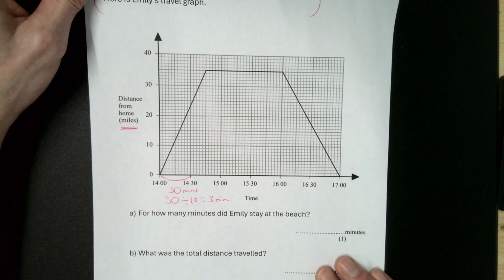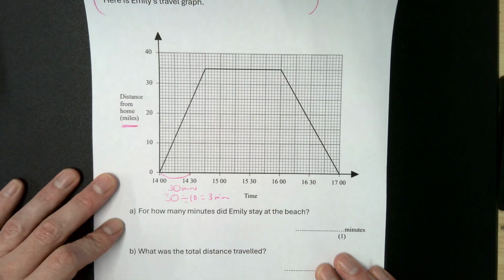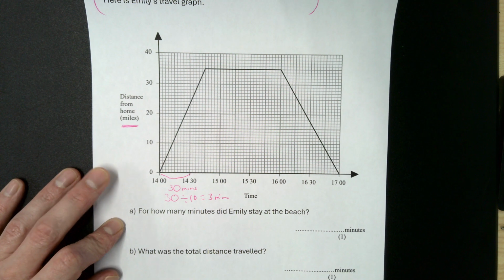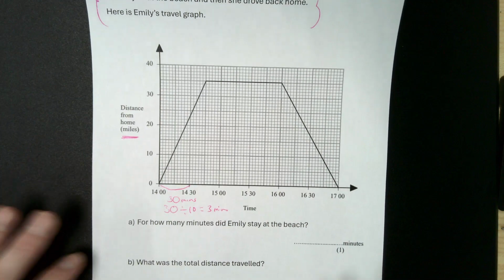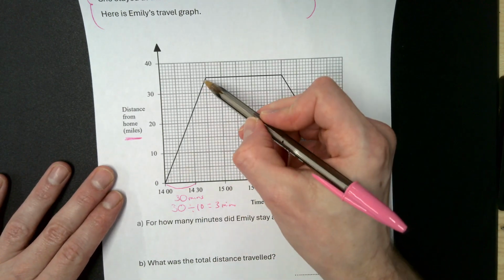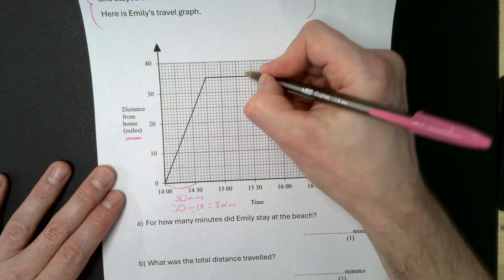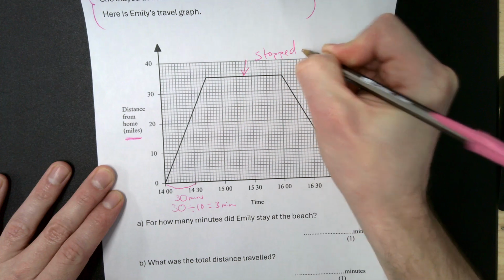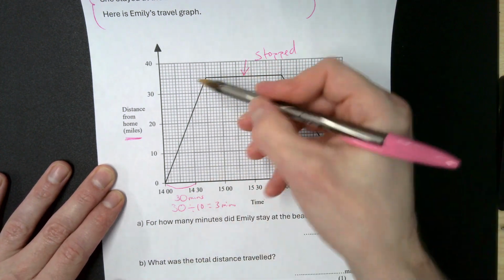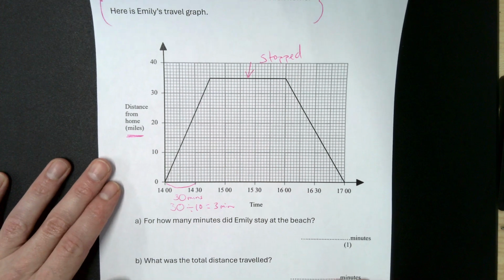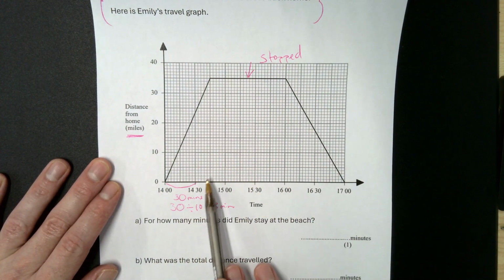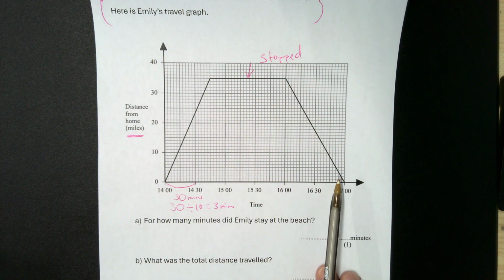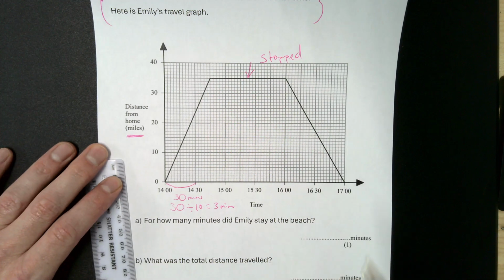So, question A, for how many minutes did Emily stay at the beach? Okay, so we can see here, when she gets to the top, the flat line means that you've stopped. Okay, for a rest, when you get to your journey at the beach, you stop at the beach. Now that means that the distance has stopped, but the time keeps going.